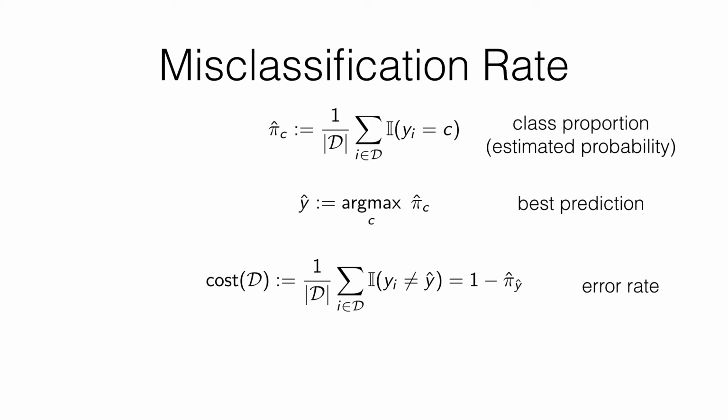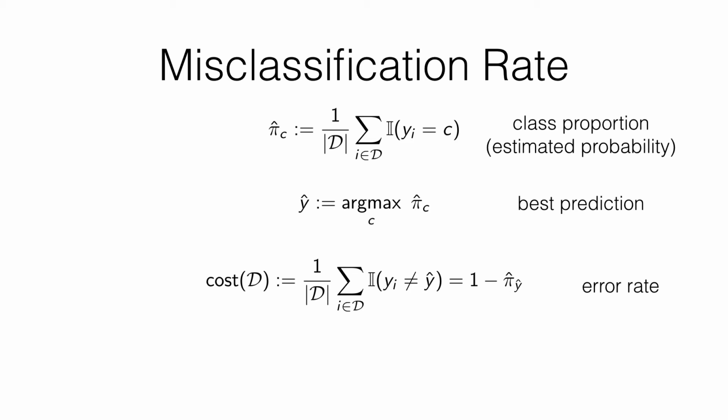And just intuitively, it's pretty easy to figure out what the error rate would be. You would be wrong on all of the examples that actually are dog because we're just guessing cat, and that would be 30% error or 0.3 error. So this expression lets you calculate that, and with some simple algebra, it simplifies to just 1 minus the class proportion of the maximizing class, or the best prediction class. Right? So it's 1 minus pi hat of y hat.